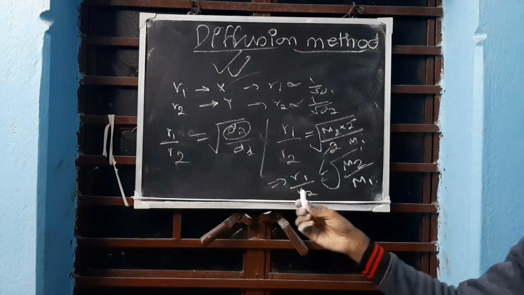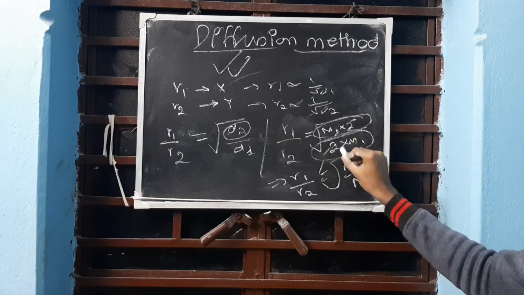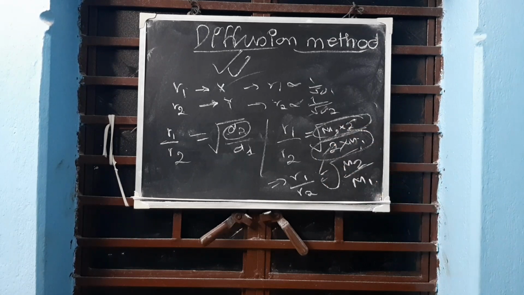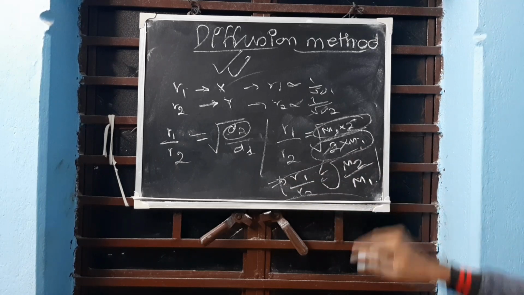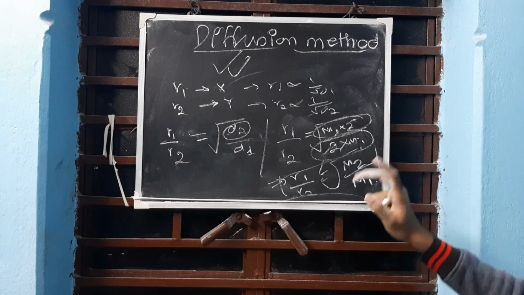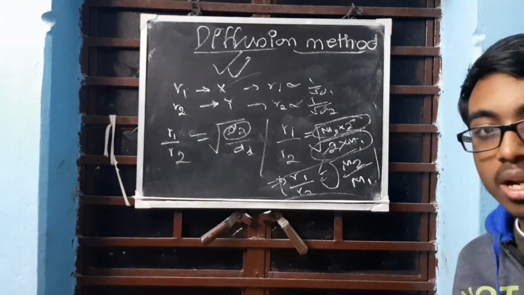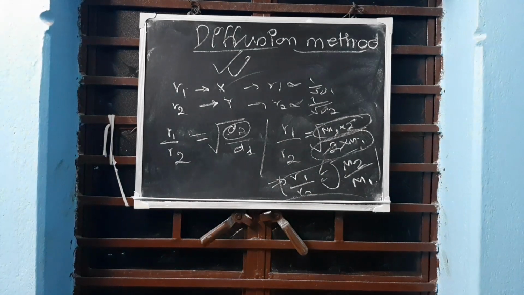Clear or not clear? Here I have put m2 into 2, here I have put 2 into m1. This 2 cancels, this m2 by m1 remains. So this we can use to calculate the molecular mass using the diffusion method. Clear? Every time I make this mistake. Anyways, clear or not clear? Understood? So R1 by R2 is equal to root over of m2 by m1. Everything is under root. Make sure you do not make that error.